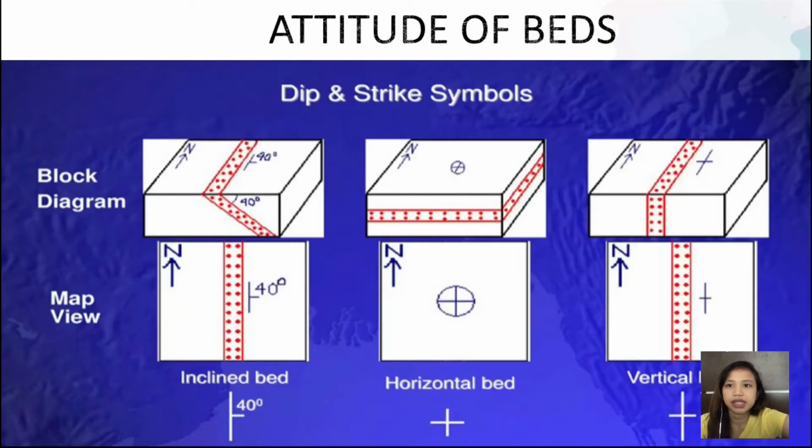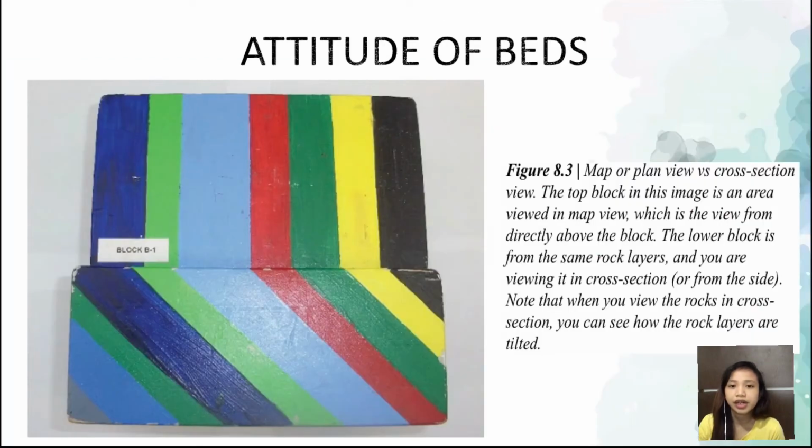So, dip and strike symbols. To further understand the attitude of beds, here are some examples. In the figure, map or plan view versus cross-section view. The top block in this image is an area viewed in map view, which is the view from directly above the block. The lower block is from the same rock layers and you are viewing it in cross-section, or from the side. Note that when you view the rock in cross-section, you can see how the rock layers are tilted.